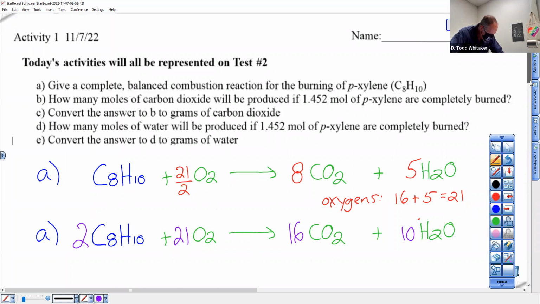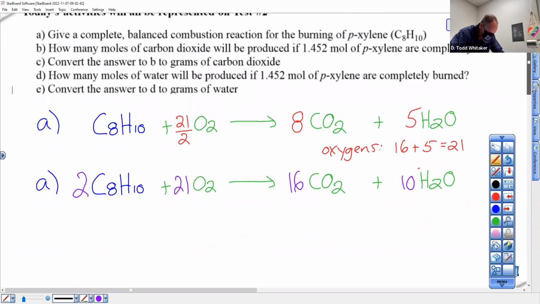And what are we doing? How many moles of carbon dioxide will be produced if 1.452 moles of paraxylene are completely burned? And I just want to remind you how to read a chemical equation. You can read it like a physical chemist who says 2 molecules of C8H10 react with 21 molecules of O2 to give 16 molecules of CO2 and 10 molecules of water. You can say it that way, right?